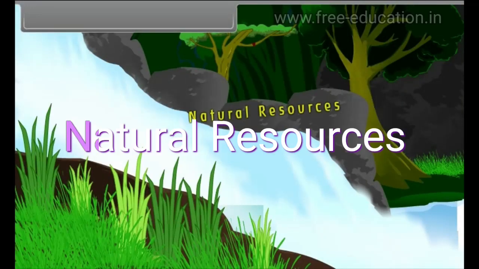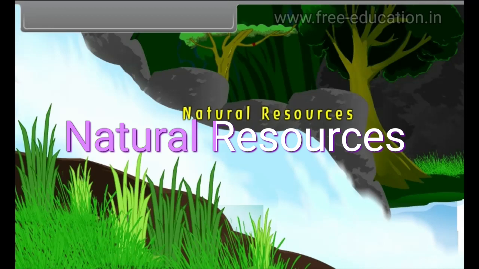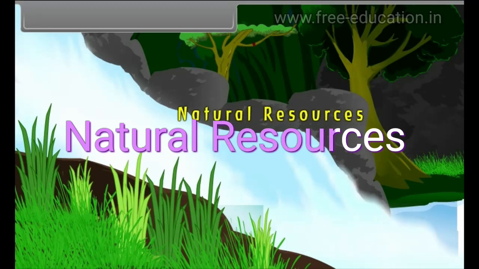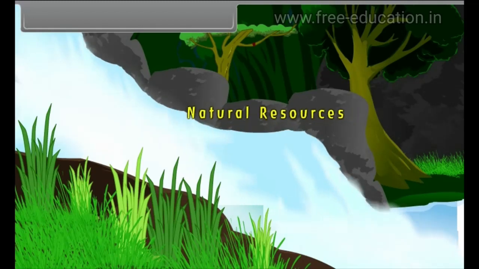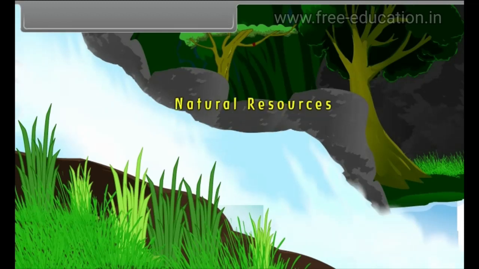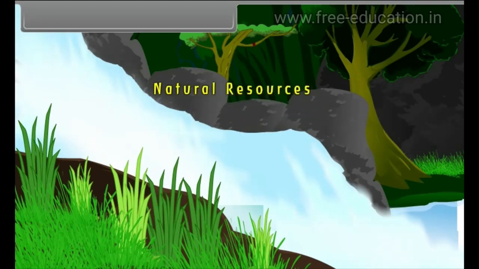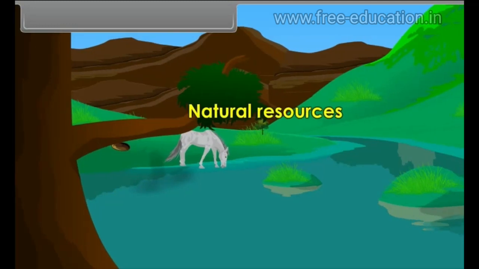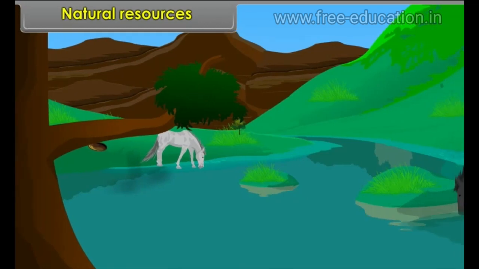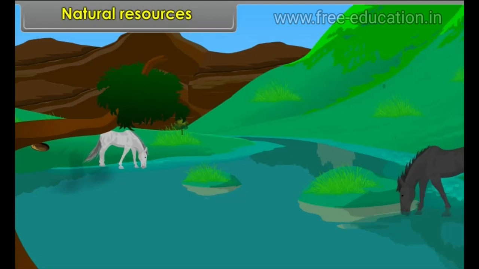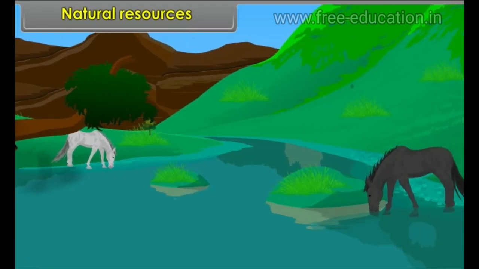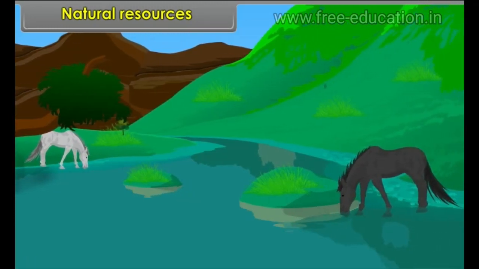Natural resources. Let us start the chapter by explaining the term natural resource very briefly with suitable example.